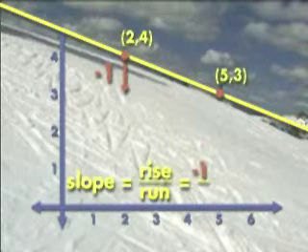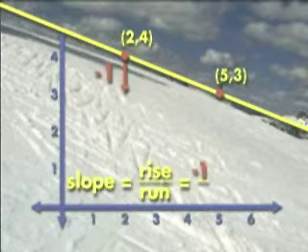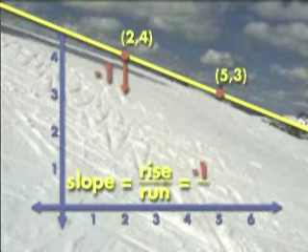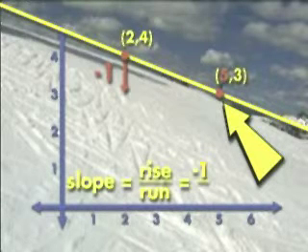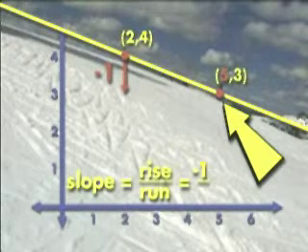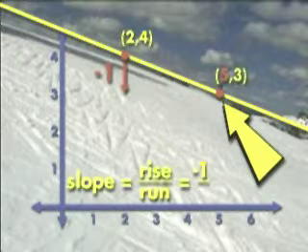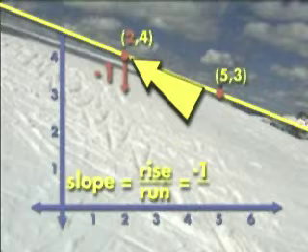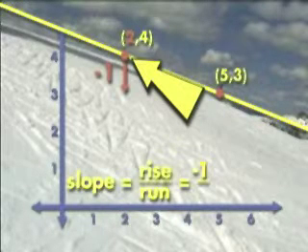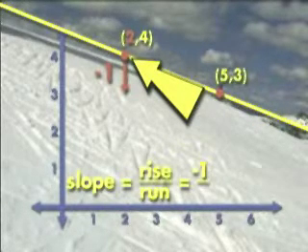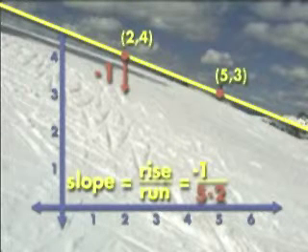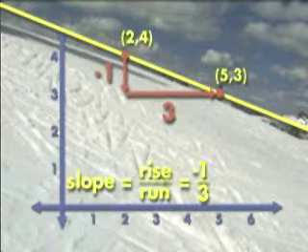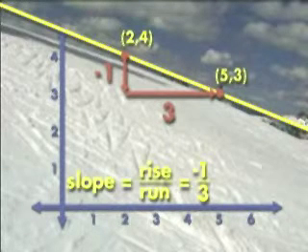Likewise, to find the horizontal change, or run, between the 2 points, we just find the difference between their x coordinates. So let's look back to the points. The x-coordinate of this point is 5, and the x-coordinate of the other point is 2. Subtracting the x-coordinates will give us the horizontal change from one point to the other. 5 minus 2 is 3, so 3 is the horizontal change, or run, between the 2 points.